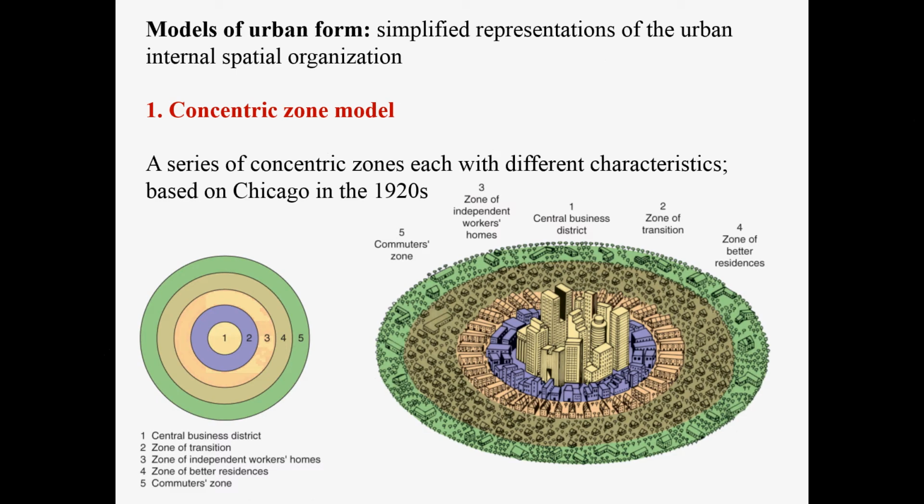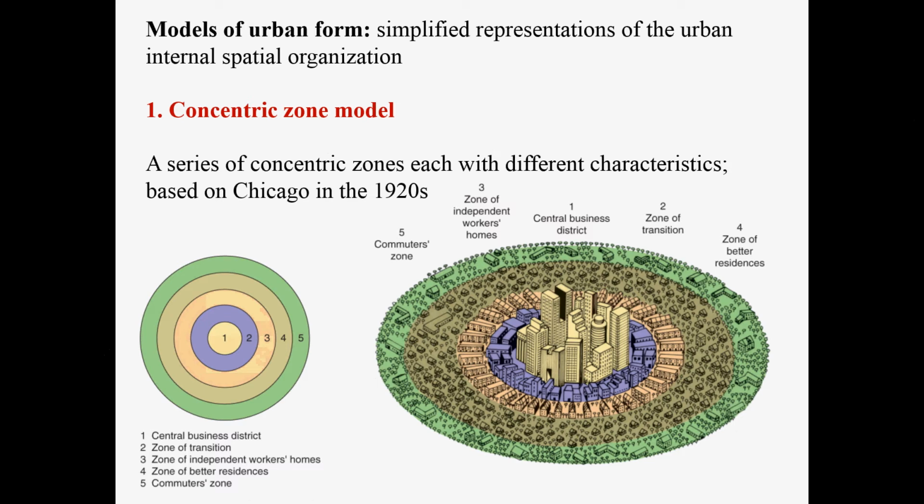Now, we have several models of urban form. Models of urban form are trying to come up with a structure to simplify the representation of the urban internal spatial organization. The first model we come to talk about is the so-called concentric zone model.